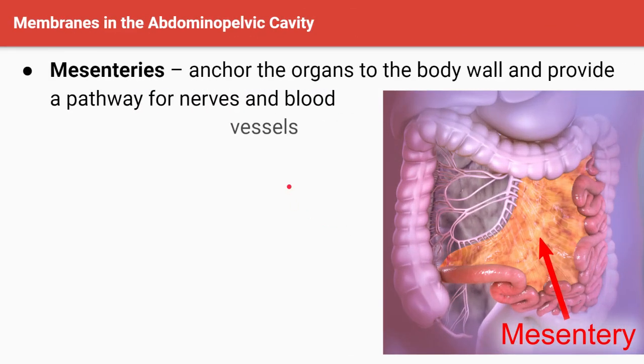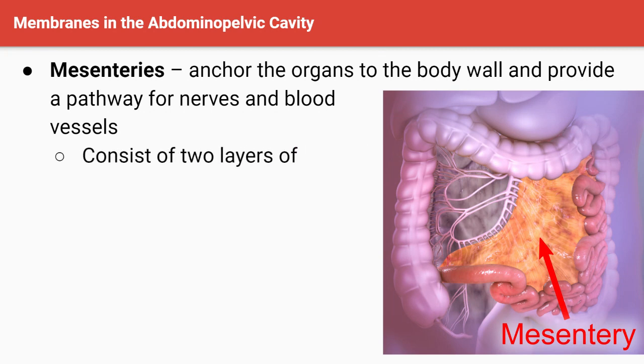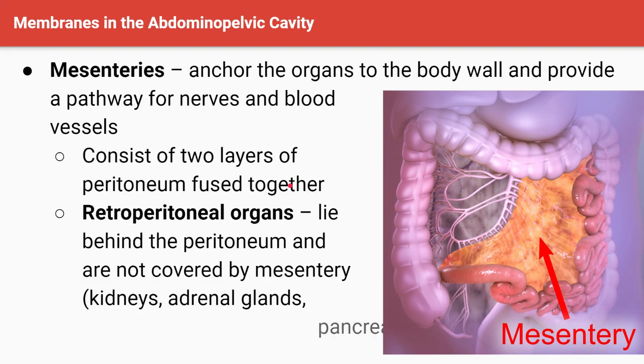And then last but not least, we have these things within the abdominopelvic cavity called the mesenteries. Okay, when we dissect our cats, you will see the mesenteries very clearly. Basically, the mesenteries take all of your intestines and organs.